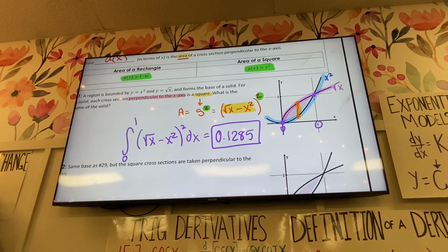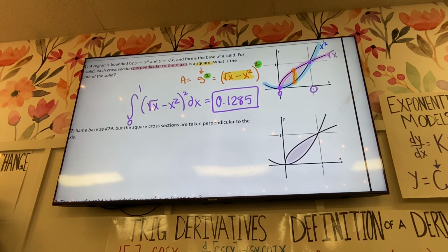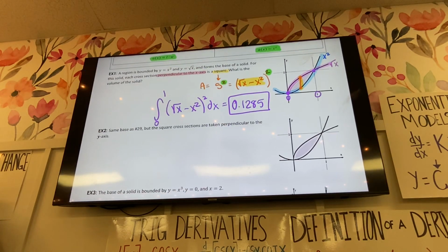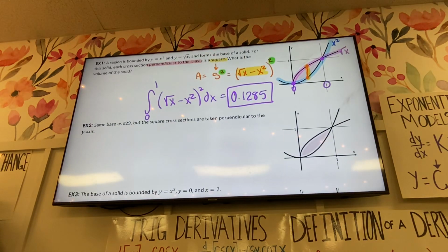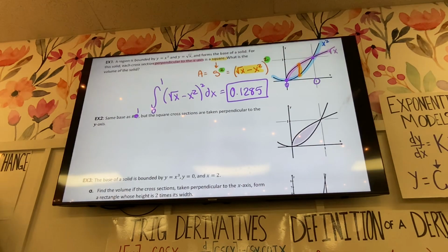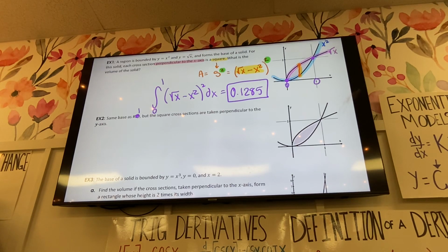Does that make sense? Okay. So on example 2 here, it says same as number 29. That's supposed to say same as number 1, I forgot to change that. Same exact question, except now we're going to be perpendicular to the y-axis. I'm going to show you how it's a little different. We are perpendicular to the y-axis now, so everything is going to be in terms of y. We are still taking square cross sections though.